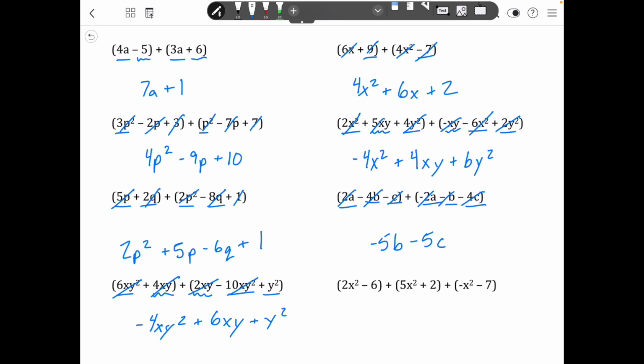Then the last one, even though I have 3, it's exactly the same. So I'm going to find all the x squareds, so 2x squared, 5x squared, minus 1x squared, so 2 plus 5 is 7, minus 1 is 6x squared. -6 plus 2 is -4, minus 11. And that is how we add polynomials.